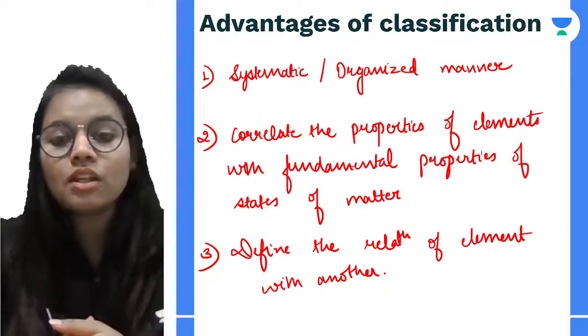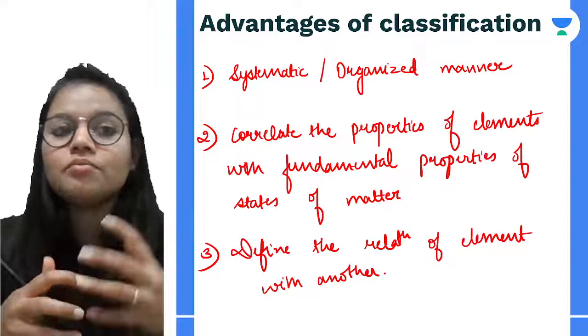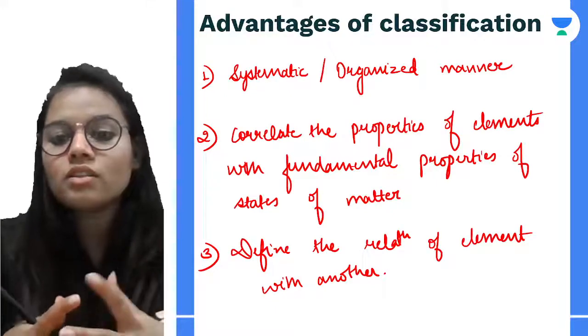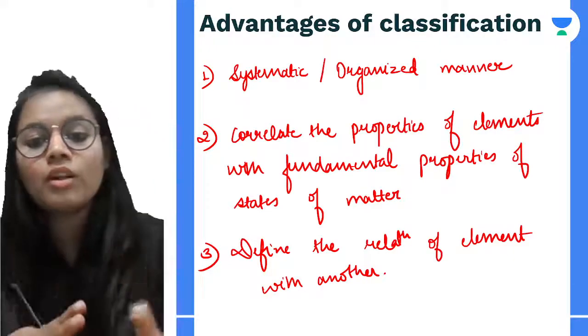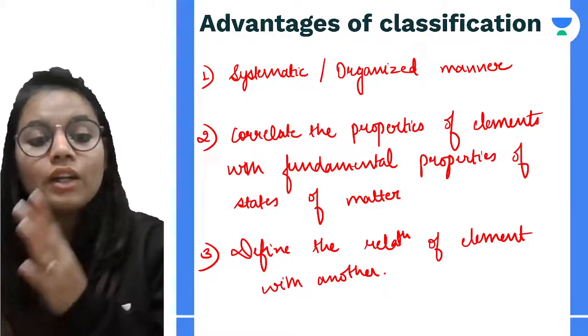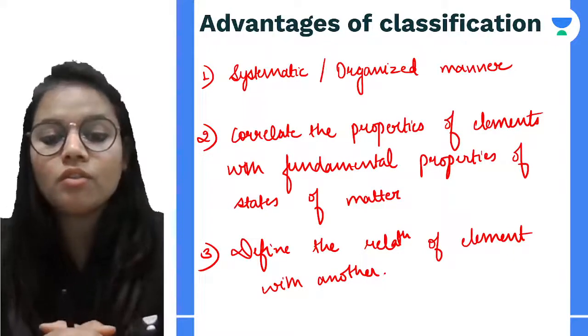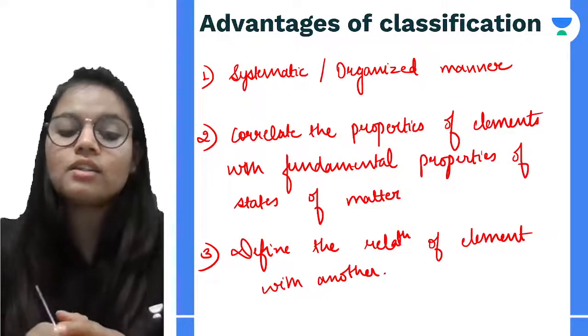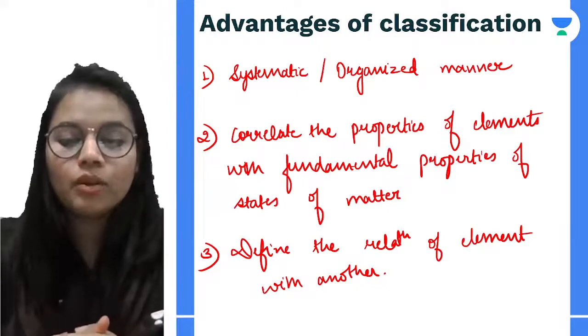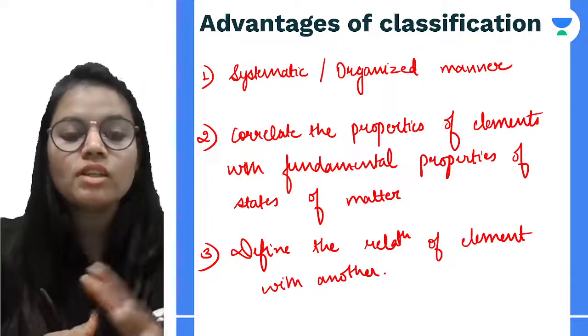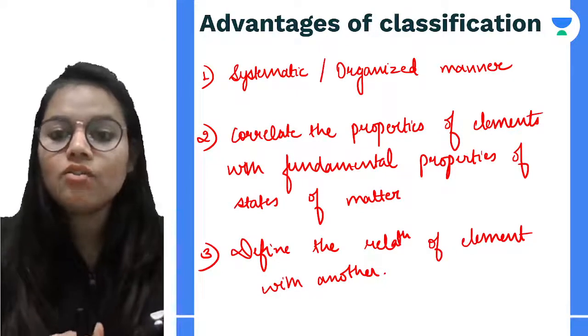Now, the reasons that we should go for a classification: first, it helps to study the elements in an organized or better manner. Then it is helpful to correlate the properties of elements with fundamental properties of states of matter. And it is also helpful to define the relation of any element with another. So these were some of the advantages of classification.